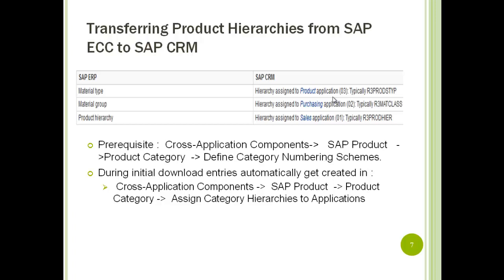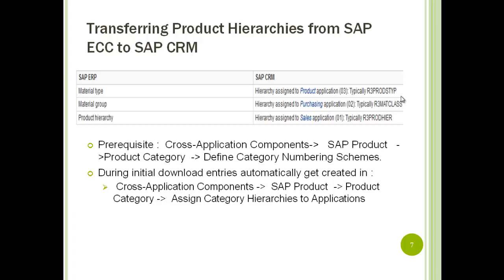So if a hierarchy has not been created, a new hierarchy is created with the IDs R3PRODHIER, R3MATCLASS and R3PRODSTY. Like for sales, it's R3PRODHIER, for purchasing it's R3MATCLASS, and for product it's R3PRODSTY. So if the hierarchy has not been assigned, the new hierarchy will be created with these IDs.